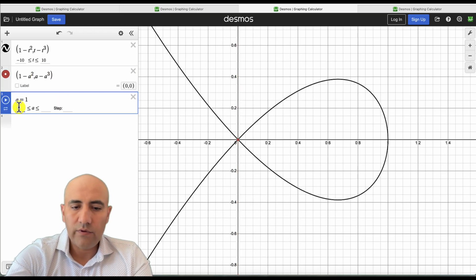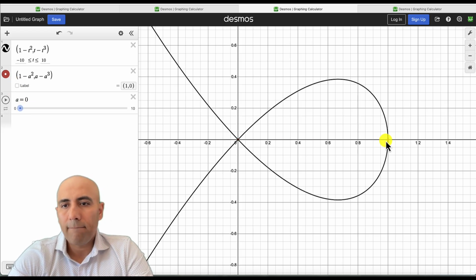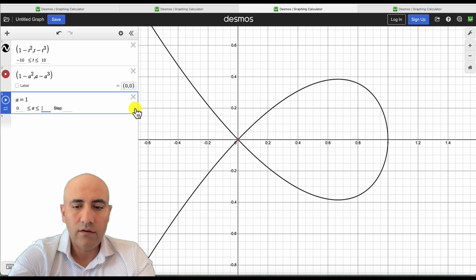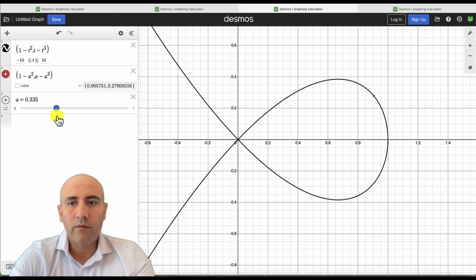Okay, so now we can see what happens if I start off at 0 and go off to, say, 10. At 0, I have this point right here, which makes sense: 1 minus 0 is 1. And then as I slide forward, I see that I trace out the top half of this at this point. So from here, I can see that it just goes from 0 to 1. Let me change this now from 0 to 1. See how the red dot is just tracing the top half of that loop from 0 to 1.